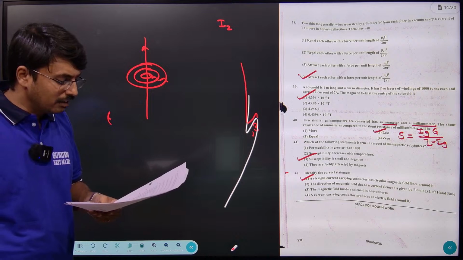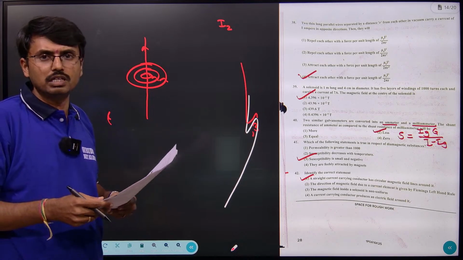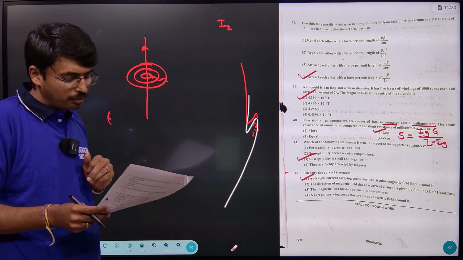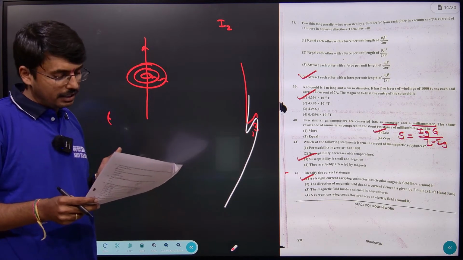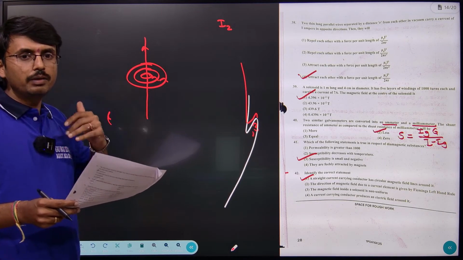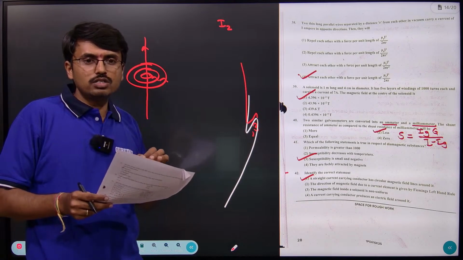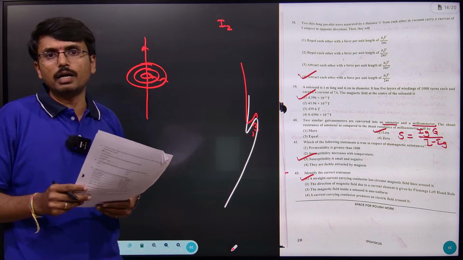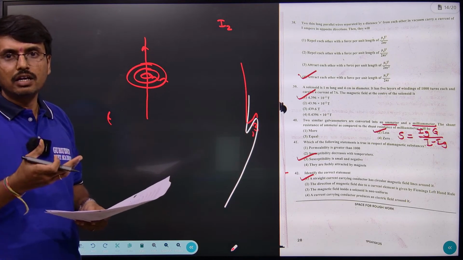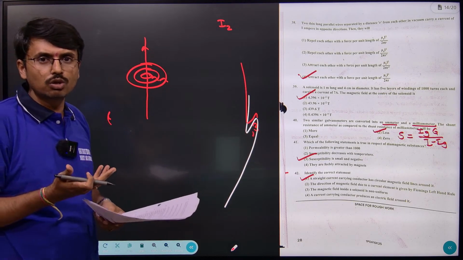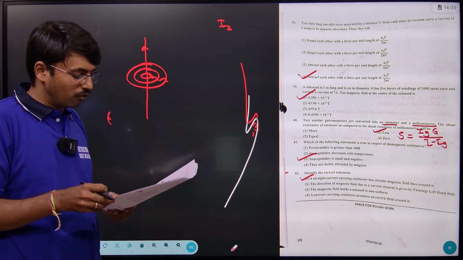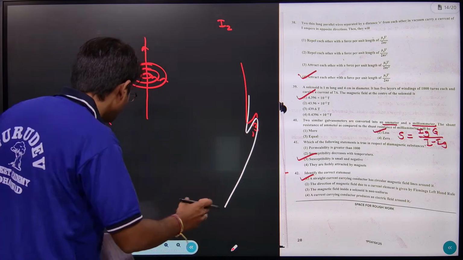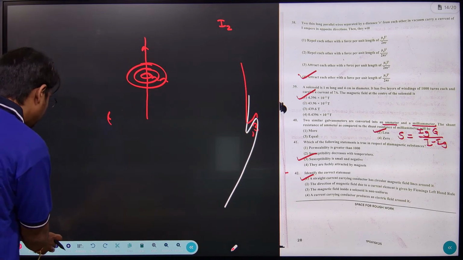Next one: the magnetic field inside a solenoid is non-uniform. But actually it is uniform. Fourth one: a current carrying conductor produces an electric field around it. A current carrying conductor produces only the magnetic field, because the net free charge present inside the conductor is 0, and as a result Q enclosed is 0. If Q enclosed is 0, we can say that the total electric field will be 0. Therefore option 1 is the right answer here.